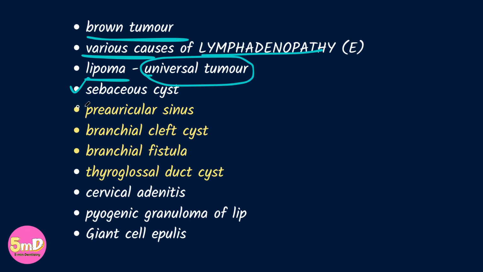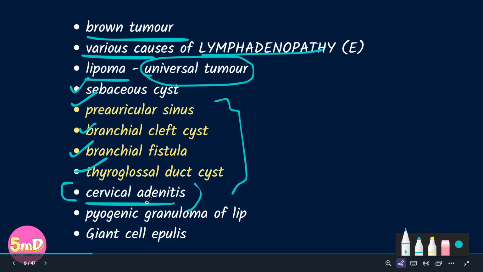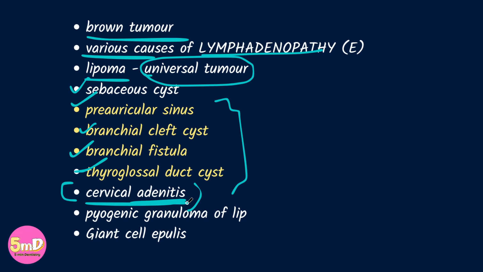Sebaceous cyst, and these are developmental related issues: preauricular sinus, branchial cleft cyst, branchial fistula, and thyroglossal duct cyst. Cervical adenitis, it is also dealt with in the chapter of infection and inflammation, because cervical adenitis is usually due to tuberculosis. There are also other causes like neoplasm. You should know about it.